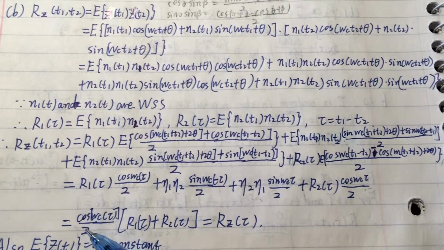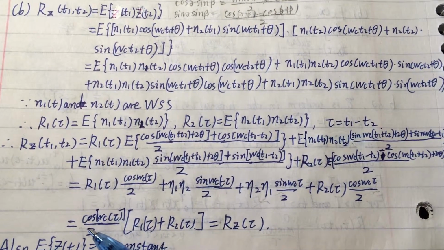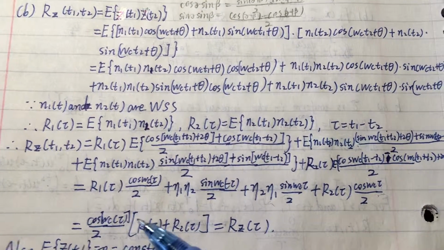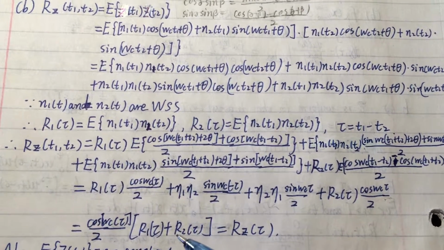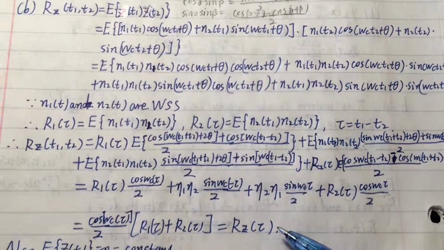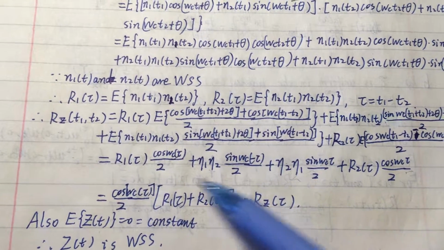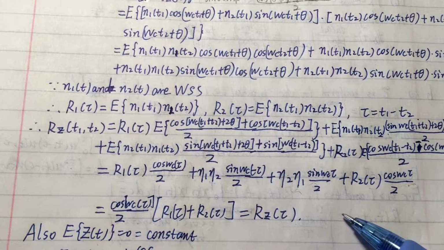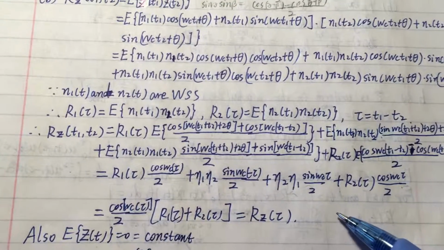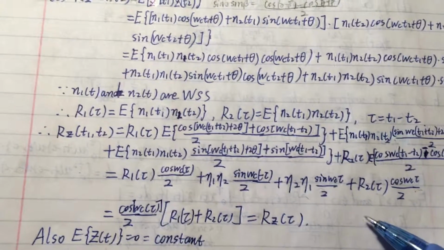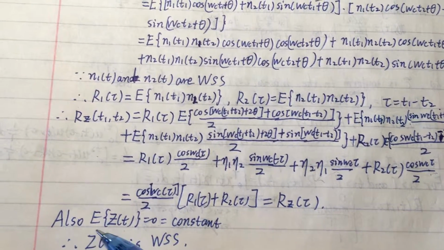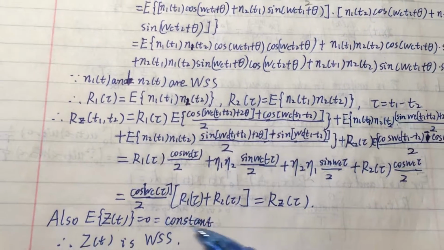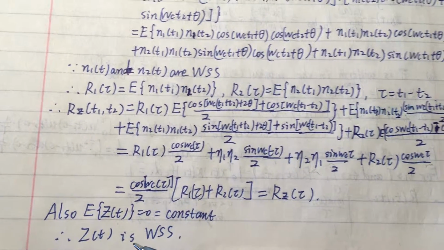So we can get the final result: cosine of omega c tau over 2 times r1(tau) plus r2(tau). And we can see this depends on tau instead of t1 or t2. And also the mean of gt equals 0, which is a constant, so gt is WSS.